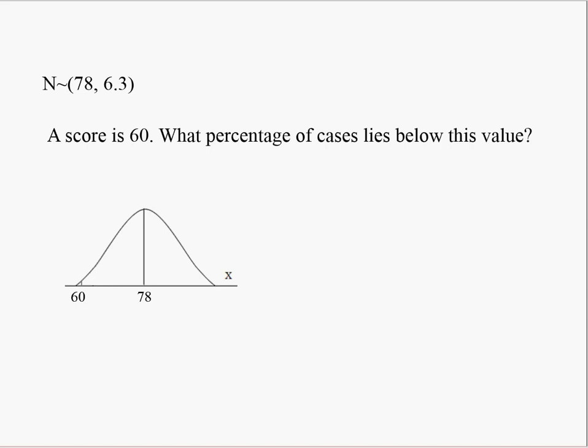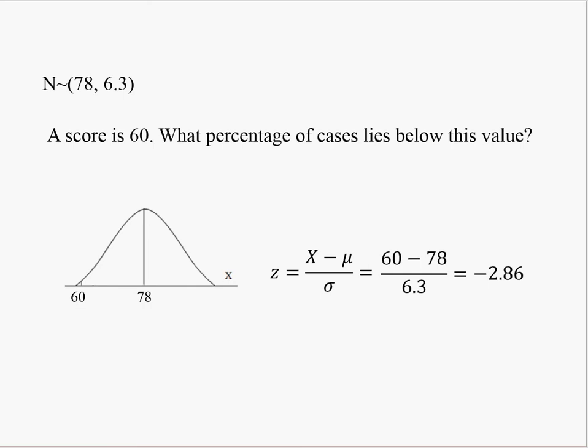what is the percentage of cases that lie in this area. To find that answer, you need to decide how many standard deviations below the mean 60 is. What do we do? Use the z-score formula again. We convert this particular value 60 into a z-score. 60 minus 78 divided by 6.3 gives us negative 2.86. So 60 is 2.86 standard deviations below the mean.